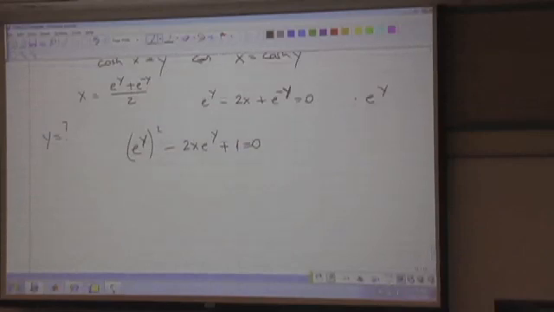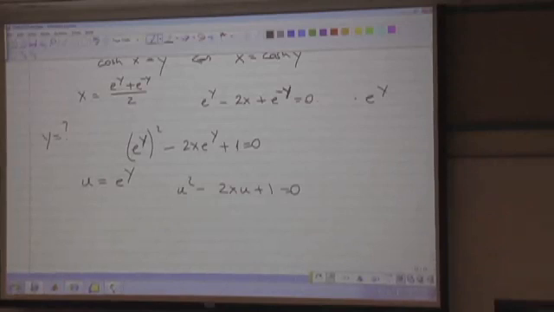Pre-calculus, long time ago. How do you solve equations of this nature? x is not actually what we're looking at. We're looking after y, right? So the way we solve these types of equations, we make a substitution. We let u equal e to the y. And so you end up with u squared minus 2x u plus 1 is equal to 0. And that looks like a quadratic function in u.